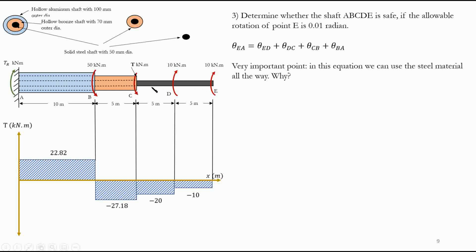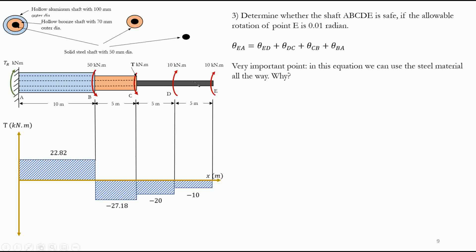Because I can factor out and use it along this, like the values that I get for this. The same thing for AB: I know my theta BA for aluminum is equal to bronze is equal to steel. I can use any of them. I can use aluminum, I can use bronze, because all of them have the same rotation. But I'll just use my steel because it's easier for myself.